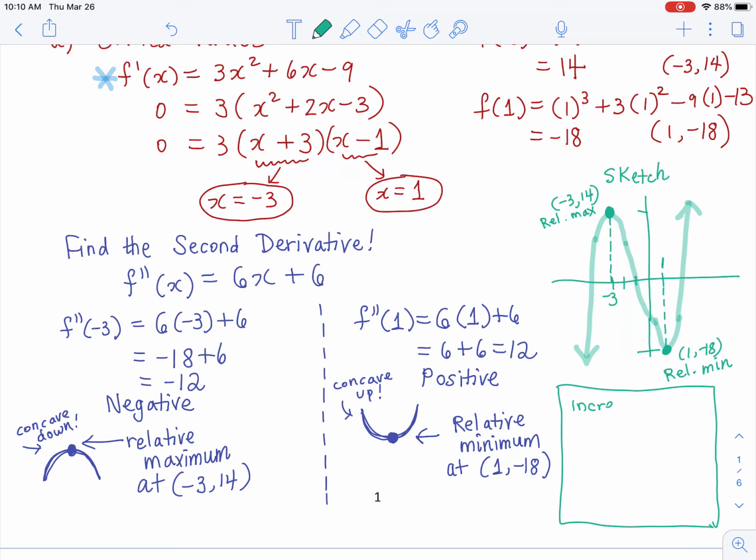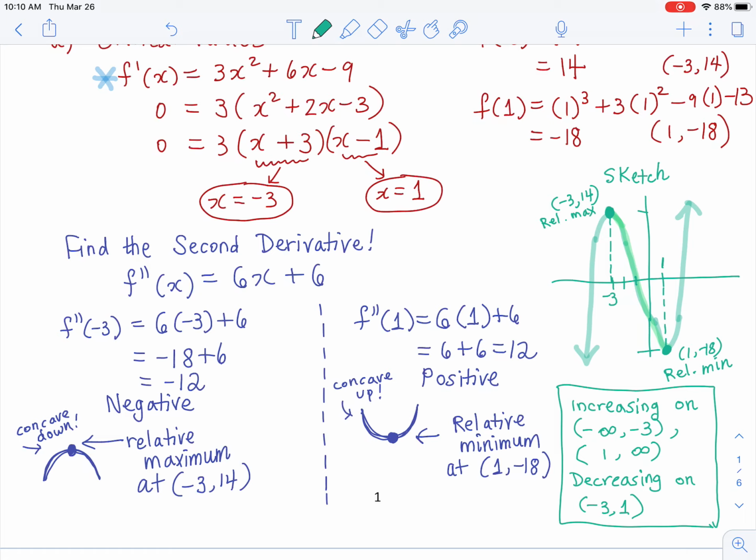So this graph is increasing on the first section, negative infinity to negative 3 and positive 1 to positive infinity, right? And this graph is decreasing on the middle section, right? You see that this graph is decreasing from negative 3 to positive 1 right there. So decreasing on negative 3 to positive 1.